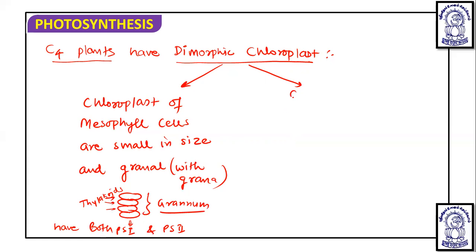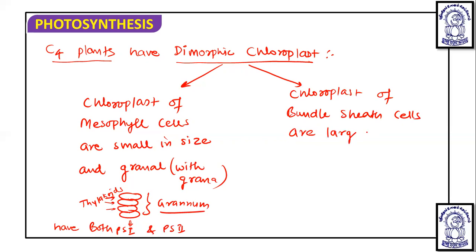Whereas if we talk about the chloroplast of bundle sheath cells, they are large in size and agranal, that is, without grana arrangement.